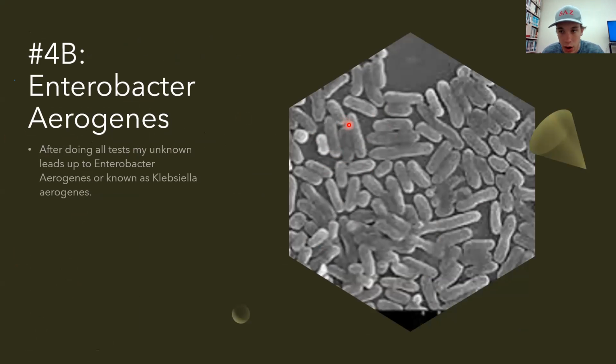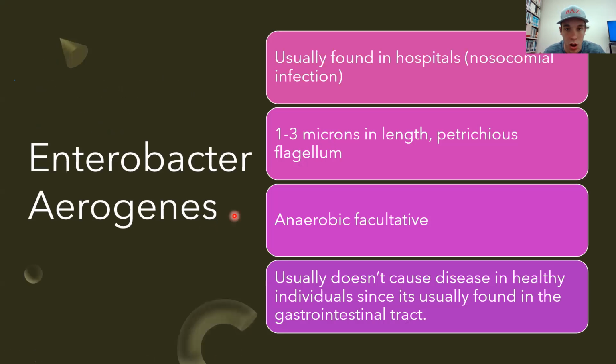Here's an electron scanning micrograph to show you the cellular arrangement of Klebsiella aerogenes, or Enterobacter aerogenes, and what they look like under an electron microscope. I thought that was pretty cool, so I just added it to my slide.